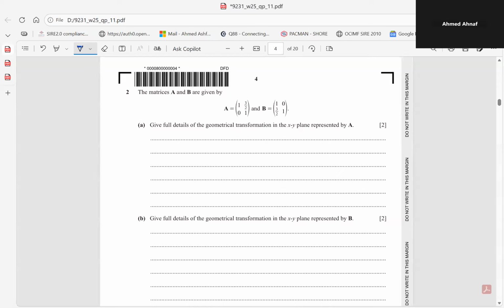For this question, we're given two matrices A and B. This is A and this is B. For the first part, we're told to give full details of the geometrical transformation on the XY plane represented by A. Basically, you have to state what transformation the matrix A does on a 2D XY plane.